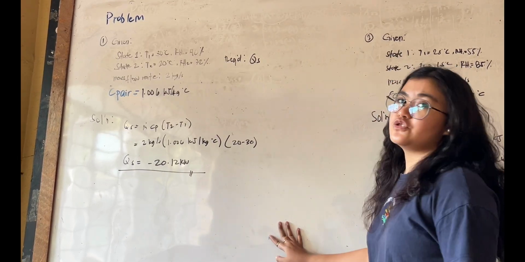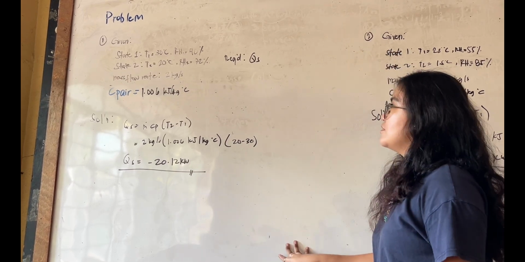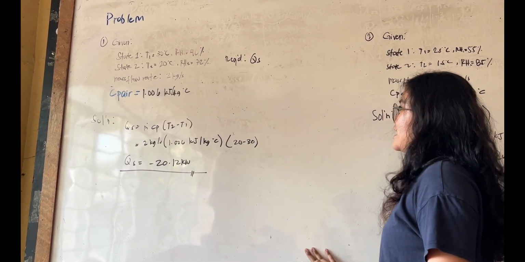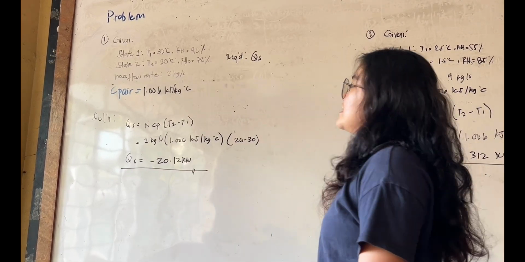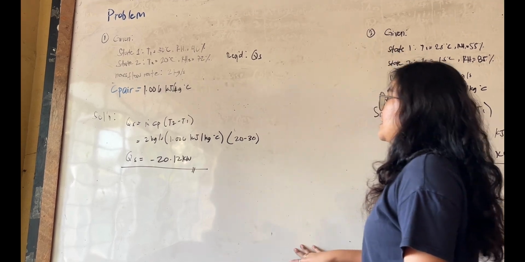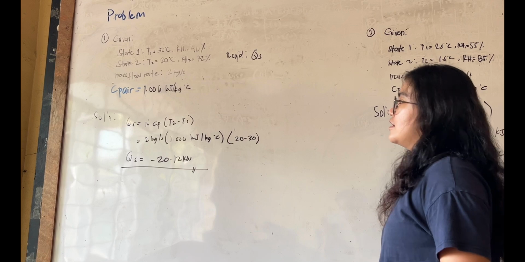T1 is equal to 30 Celsius, and relative humidity is 40%, and T2 is equal to 20 Celsius, and relative humidity is 72%. We have a mass flow rate of 2 kilograms per second, and Cp of air is 1.006 kilojoules per kilogram Celsius. So we're going to solve for the Qs.